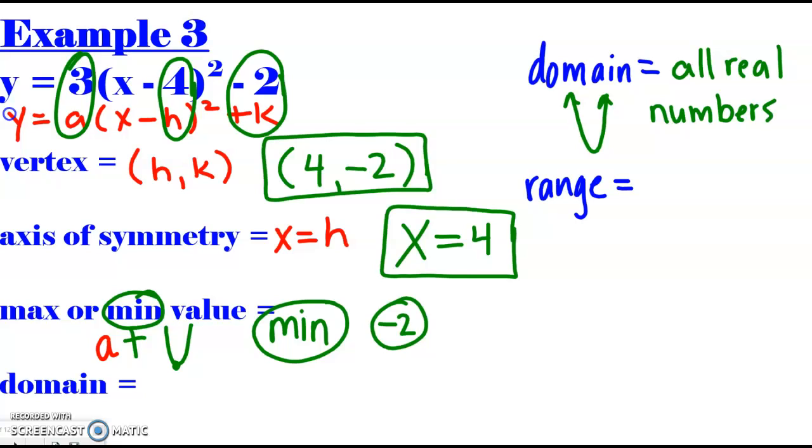The range is the y's that are being used, right? So y, well, we know it has something to do with -2. Well, the minimum here was -2. The furthest this goes down was -2, and then it goes up forever. So the y's are greater than or equal to -2, because it goes from -2 to infinity, right? On that parabola, the furthest it went down was -2, and then it went up forever.